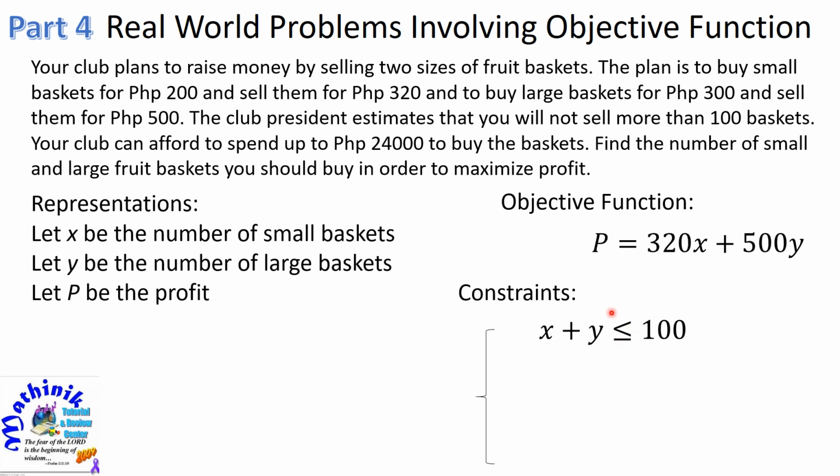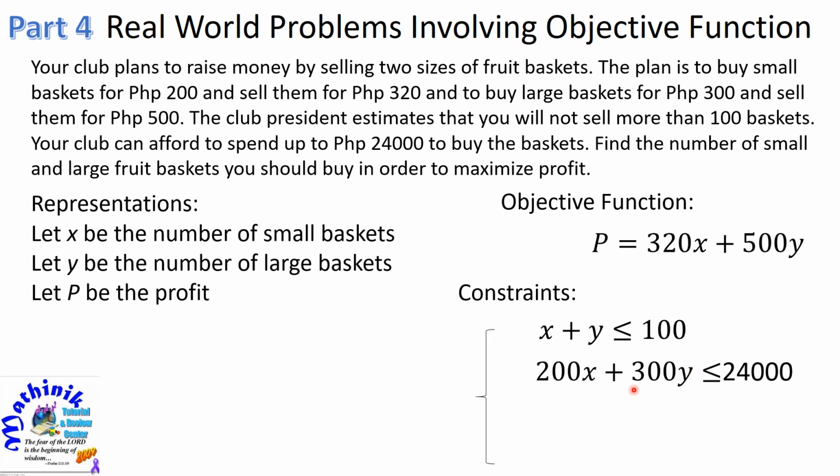To formulate the constraints, one method is to tabulate the resources or the given found in the problem. But this time, it is easier to formulate the inequalities because the problem clearly states that the president estimates that you will not sell more than 100 baskets. So if x is the number of small baskets and y the number of large baskets, then our inequality will be x plus y is less than or equal to 100. Okay, let's go to the next restriction.